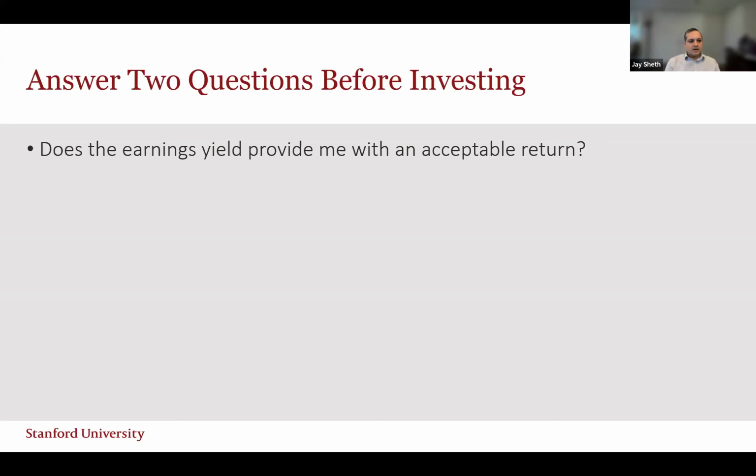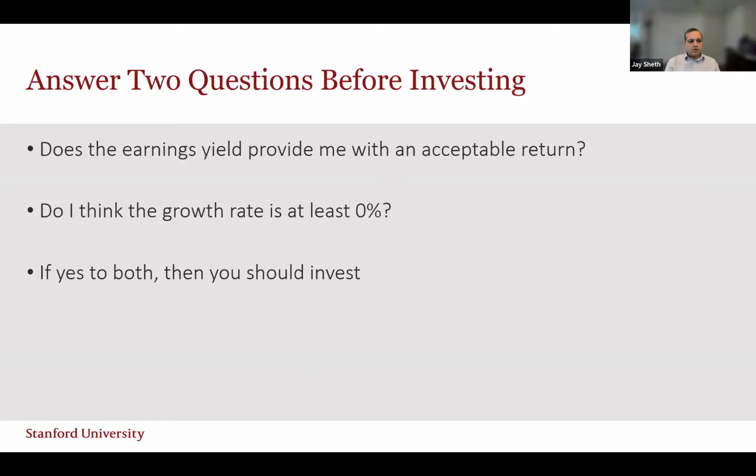So if you can invest where you know that the earnings yield alone provides you an acceptable return, that is helpful. And then, do you think the growth rate is at least zero? Meaning your return is at least going to be the earnings yield and potentially much higher. If you can answer yes confidently to both of those, then the answer is yes, you should invest. Otherwise, you should probably wait or pass.